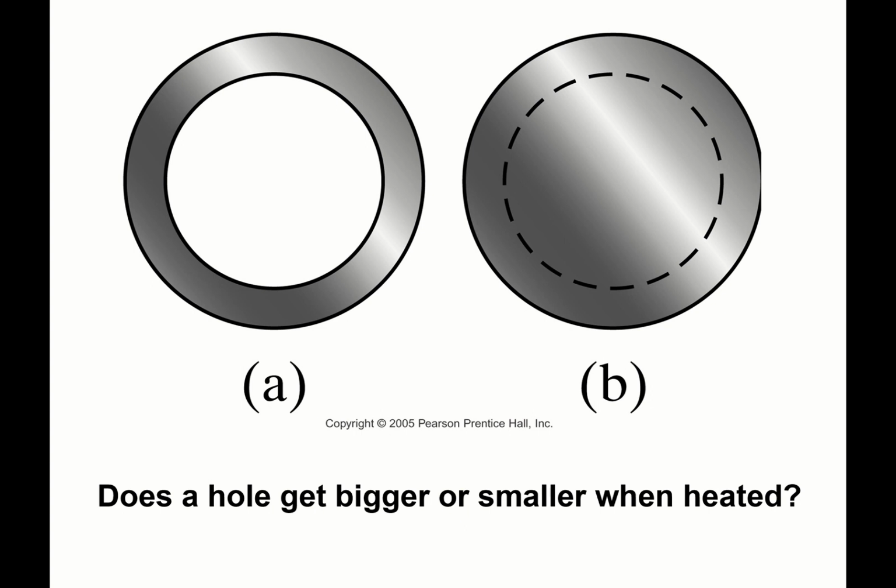Well, one way to think about it is, what if you had a solid disc like shown in B? When I heat it up, I expect all the particles to move out radially, right? So if I draw a dashed line on it that's like the edge of the hole in the pipe, you can see that dashed line would actually move out. So the hole will actually get bigger when it's heated.